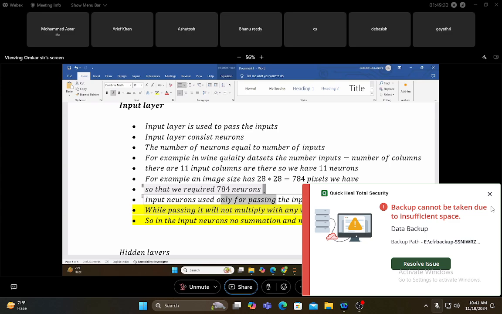Only one rule for the input layer. What is the input layer rule? The number of input columns, or in an image the number of pixel values, is equal to the number of input neurons. A neuron doesn't have any weight and bias, it just passes the values. Just pass it. Hidden layer.